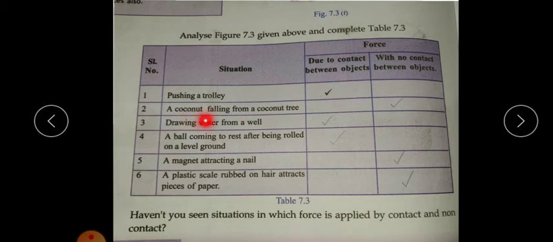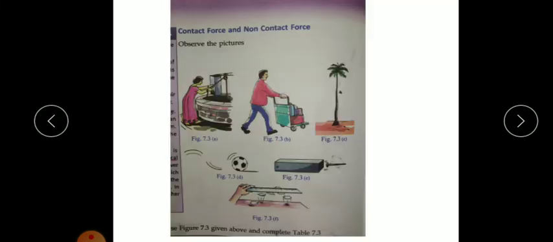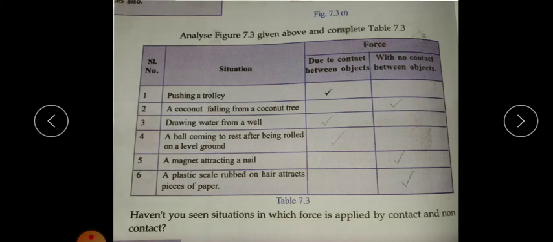A coconut falling from a coconut tree. So here a coconut is falling from this coconut tree. So we know that this coconut falls because of the gravitational force of the earth. So this earth is exerting a gravitational force on this coconut without any contact. So this kind of force is a non-contact force. So you have to tick here, okay? So mark a tick on the second box, second column.